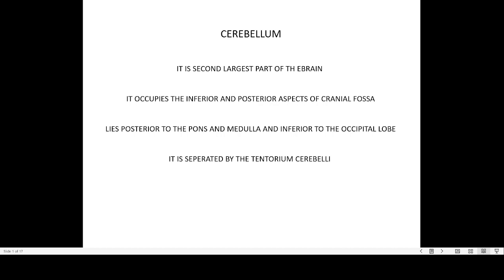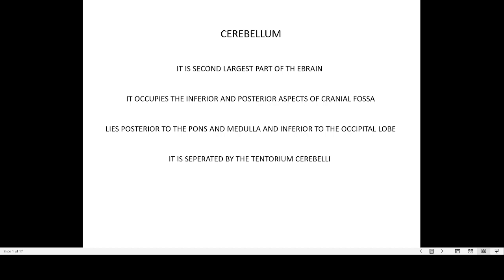Usually it lies posterior to the pons and medulla and inferior to the occipital lobe of the cerebrum. It is separated from the cerebrum by a fold of the dura mater, that is the tentorium cerebelli.